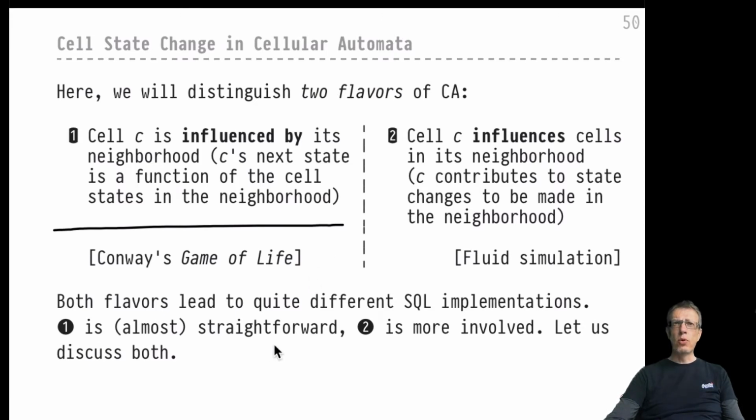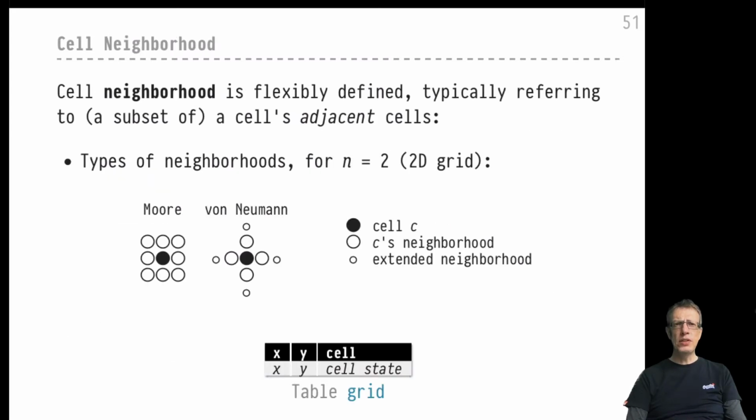And it's also the more straightforward one, right? The second is more involved. We will cover that, and it will be easy in the end, but it takes some preparations to get there. All right. So how about this cell neighborhood?